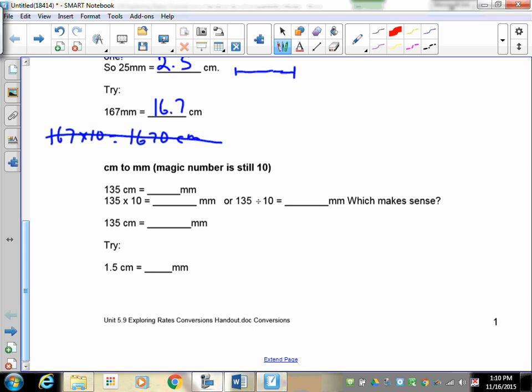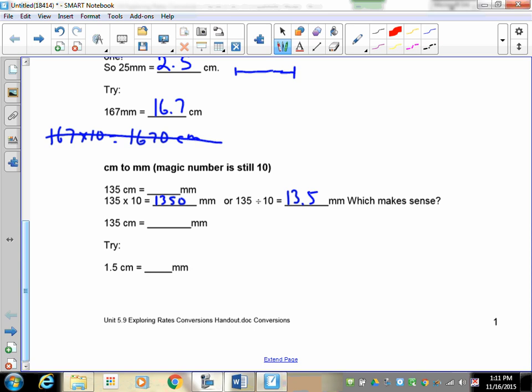There's still 10 millimeters in a centimeter, so we're still going to work with the number 10. So I want to change 135 centimeters into millimeters. I can multiply 135 times 10. That gives me 1,350. Or I can divide by 10, and that's 13.5. Now, I want you to think about this. 135 centimeters. 100 centimeters is a meter stick. So we're talking about almost 1.5 meter sticks as our total distance.